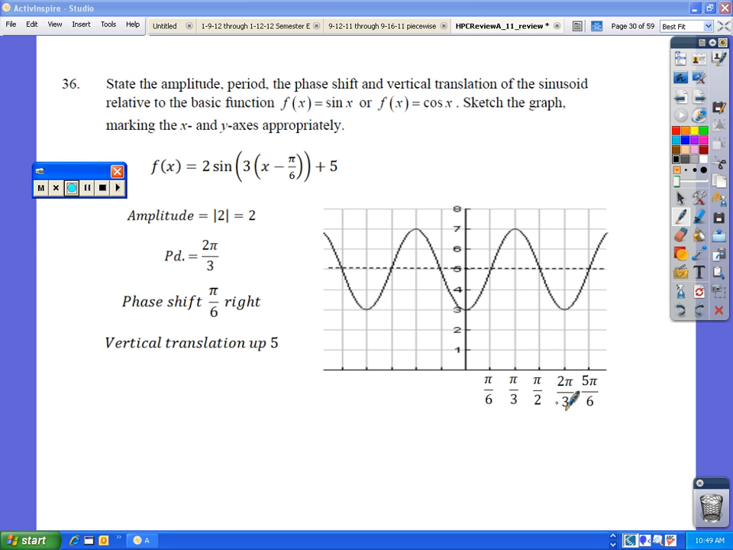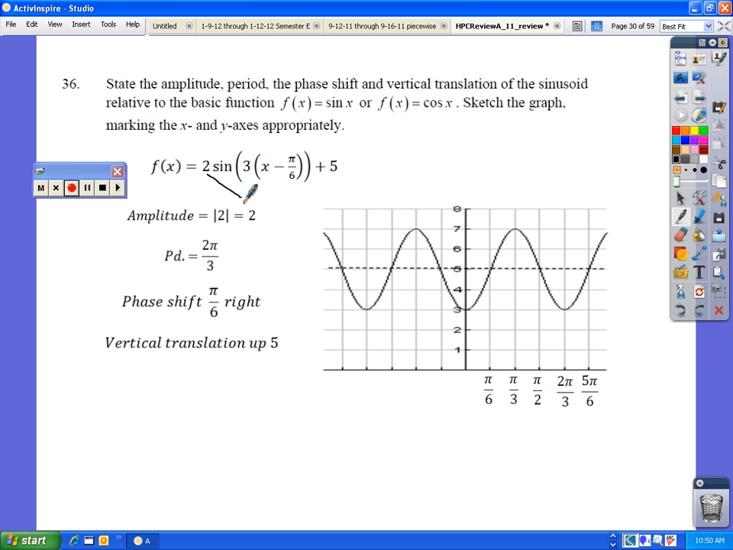Okay, so for letter A, we have f of x equals 2 times the sine of 3 times x minus pi over 6, plus 5. So again, you're going to go through and identify amplitude, period, or the B value. In this case, your B value is 3, so you have to solve for the period, the phase shift, and then the vertical translation. And all of that you get directly from the equation.